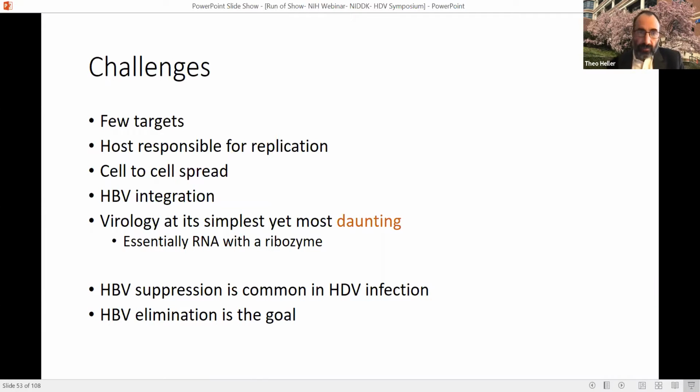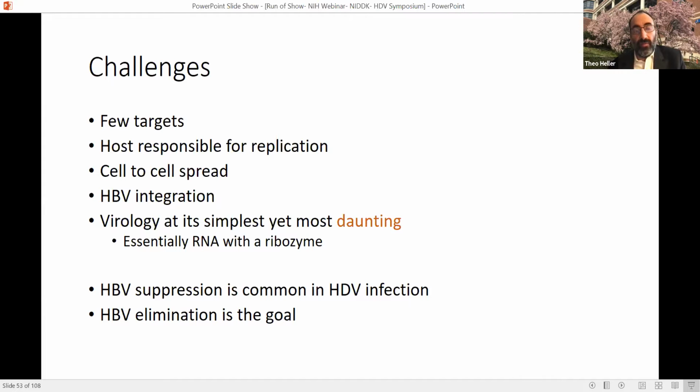Well, Dr. Hoofnagle and Dr. Glenn alluded to it already. There are very few targets. The host is responsible for most replication, and targeting the host is not something that is typically easy or safe to do. There's cell-to-cell spread. So even if you target entry inhibitors, the virus could spread between cells without ever going out of a cell as cells divide, for example.